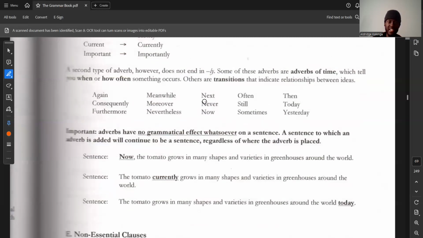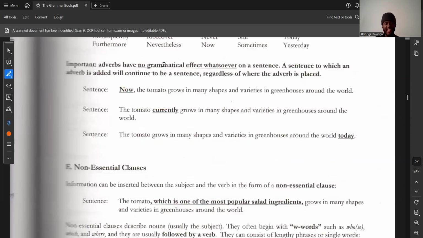Now, a bunch of these adverbs are adverbs of time. Adverbs of time describe or tell you when something happens or how often it happens. When did it happen? Today, yesterday. Or how often does it happen? Rarely, often. So when something happens or how often something happens, those are adverbs of time. They don't always end with ly.